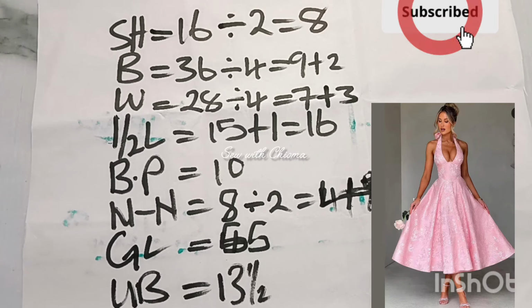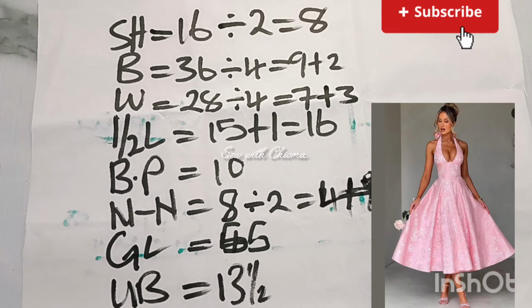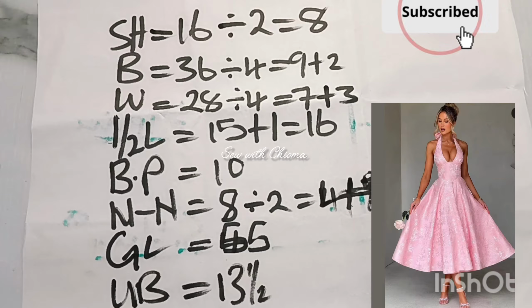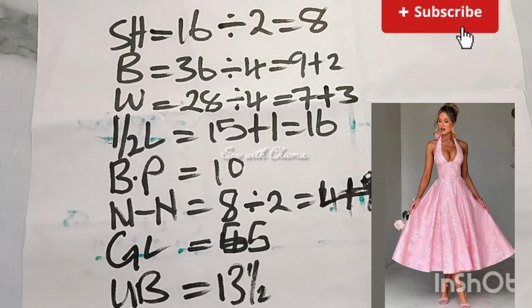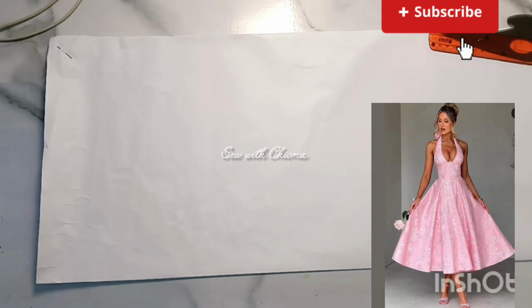Now my bust and waist, I divided by 4 inches. Whatever it gives me, I add 2 inches. For a beginner, make sure you add your 2 inches, your allowance. I added 2 inches because this is a laced gown. The back is laced, so the bust is 2, the waist I added 3.